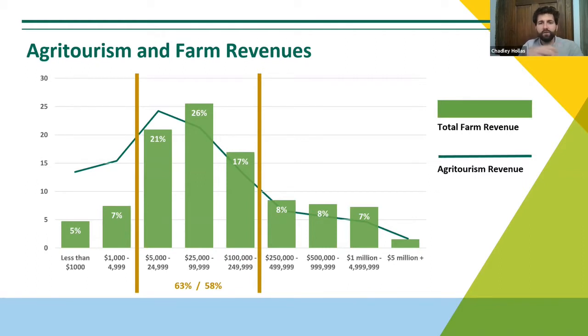But you can see that the green bars represent the total farm revenue, and the dark green line represents revenue specifically from agritourism. And you'll see that there's a similar distribution with regards to how the revenue amounts are distributed. And then 63% of the respondents fell within these three bars, the two gold bars, with revenues between 5,000 and 250,000, and 58% of the respondents fell between the 5,000 and 250,000 in agritourism revenue.